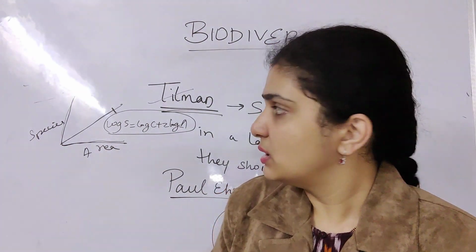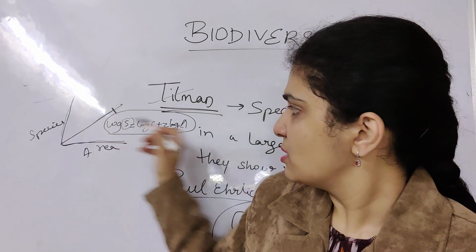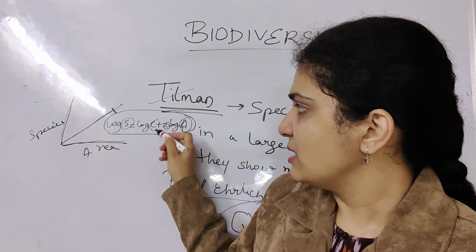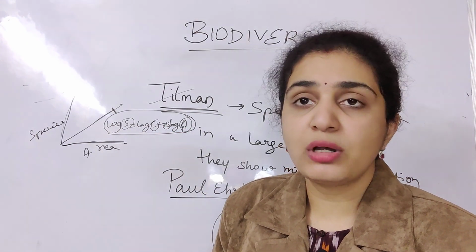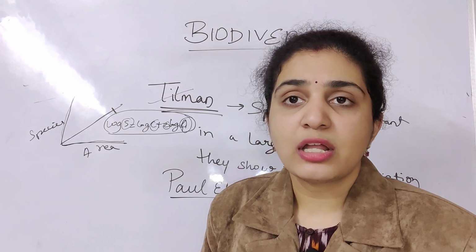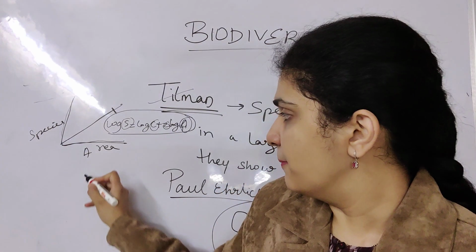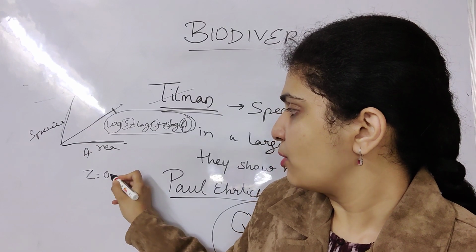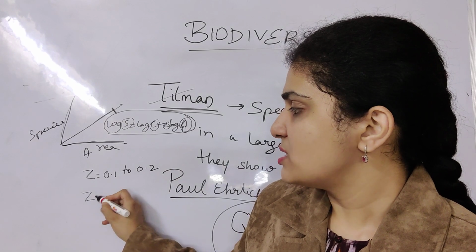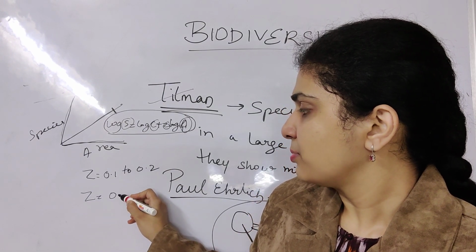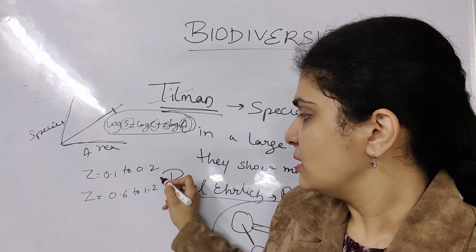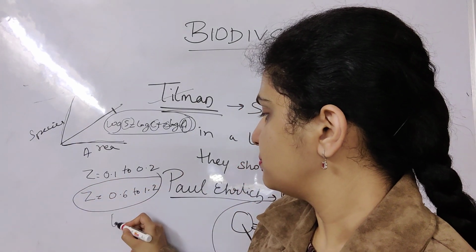S is species, A is area in this. Z is the slope of the line, C is the Y intercept. Z is the only important one here. Z varies from one area to another based on the number of species. Z is usually 0.1 to 0.2. In larger areas, it is 0.6 to 1.2. This is for large areas.